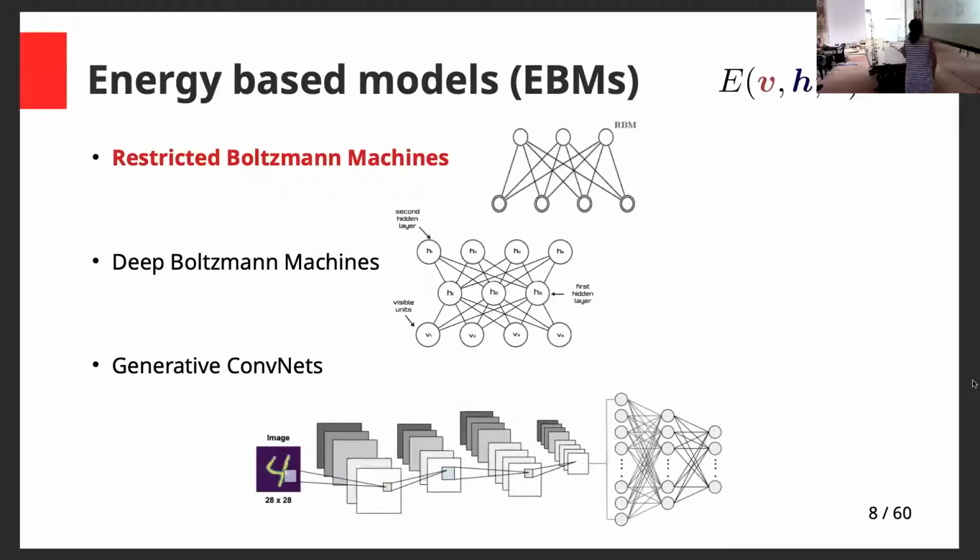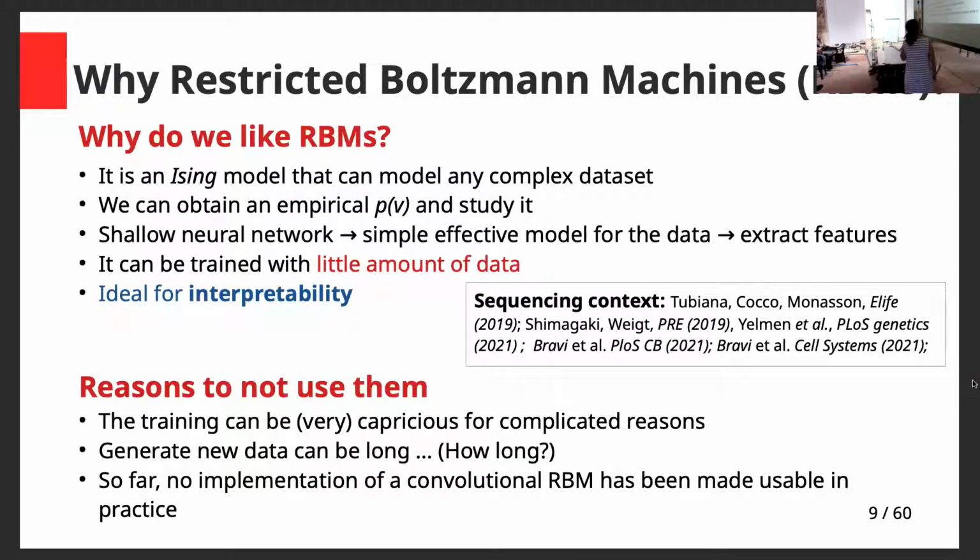The energy function of these models can be essentially whatever. We can have a bipartite network, which is the restricted Boltzmann machine, but we could have something deeper, or even something very complex with convolutional layers and very, very deep. Why do I want to focus on restricted Boltzmann machines? Especially because they are essentially a disordered Ising model, and I'm a statistical physicist and we like the Ising model.